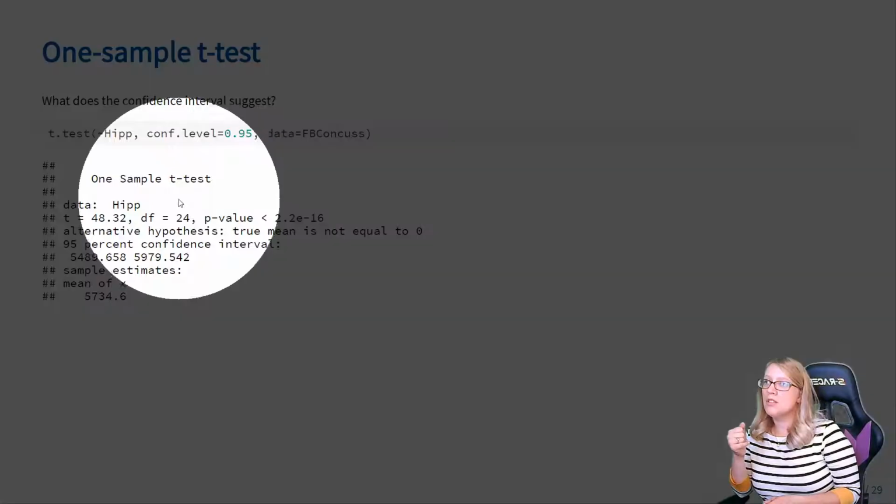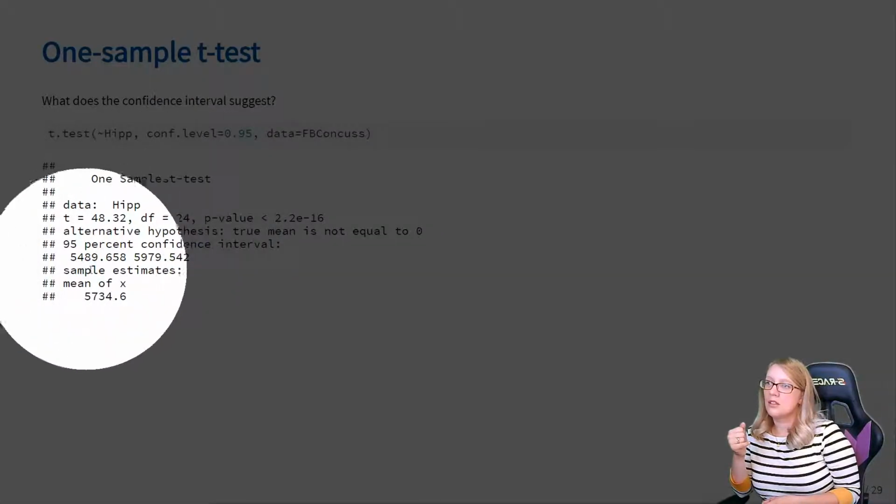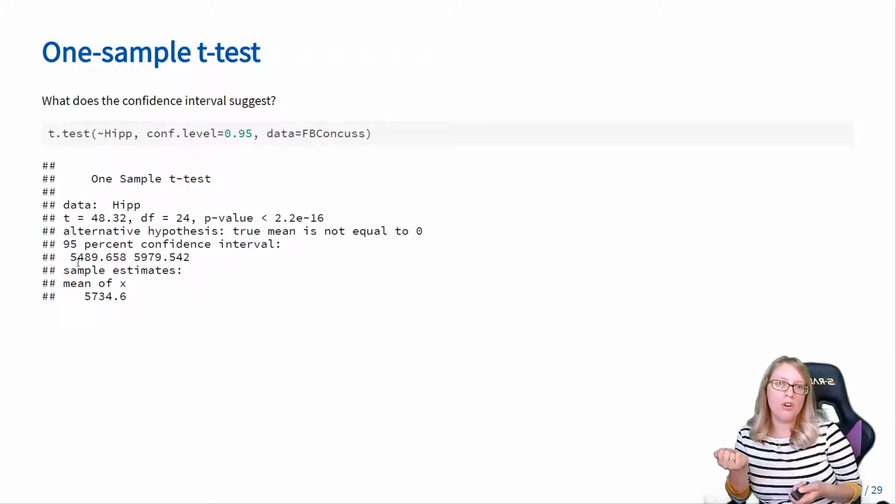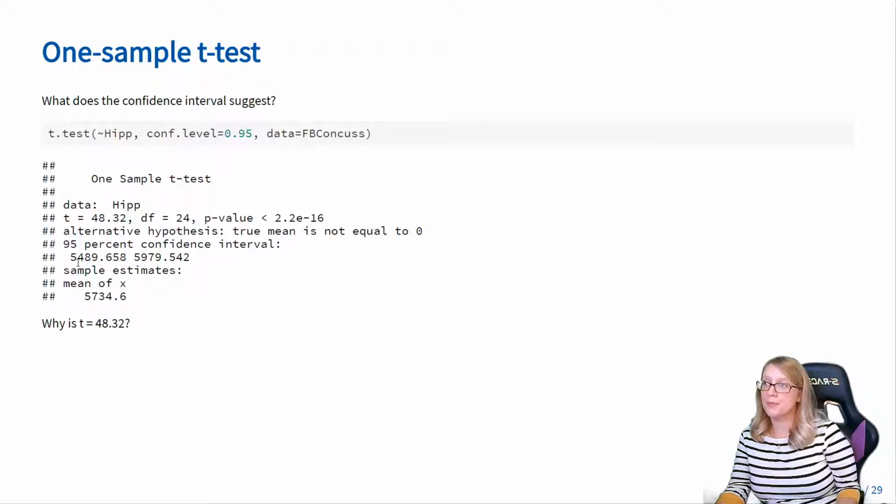But look at what we do get. We get a confidence interval. So we can calculate the confidence interval for our data directly, also using this t.test function. We just have to be conscious to replace the hypotheses with the confidence level.